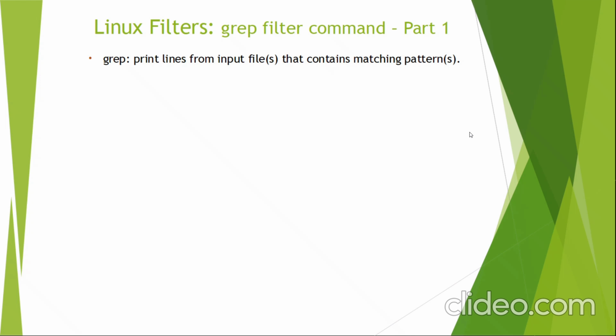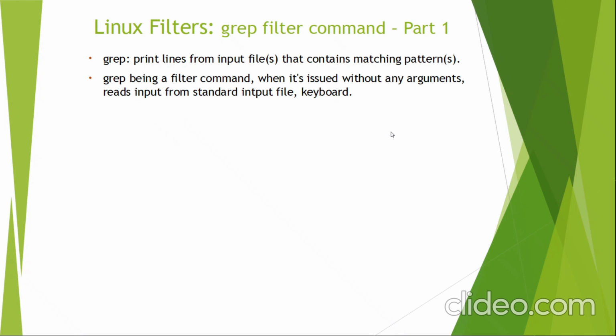What does grep do? It prints lines from input files that contain matching patterns. When grep is issued with a pattern and a file, it looks for this pattern in each and every line of the file, from the first line to the last line, and whichever line contains the matching pattern, it takes action on those lines, and the default action is displaying those lines. Grep being a filter command, when it is issued without any arguments, it reads input from the standard input file, that is the keyboard.